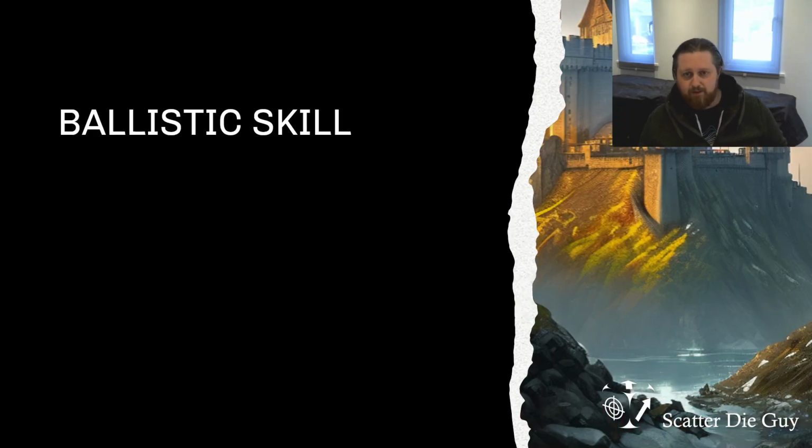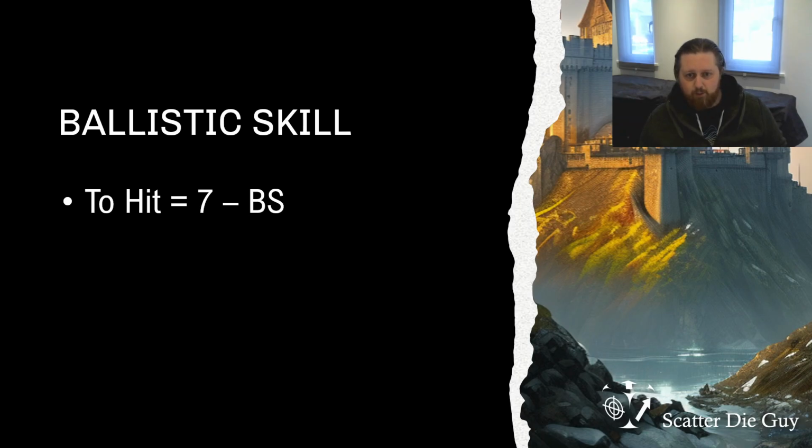Ballistic skill represents a unit's proficiency with missile weapons. High ballistic skill meaning that a unit can shoot more accurately and is more likely to hit its target. The basic to hit value for shooting is determined by subtracting your unit's ballistic skill value from 7. So for example, a unit with a ballistic skill of 3 will hit on a 4+, 7 minus 3 equaling 4.